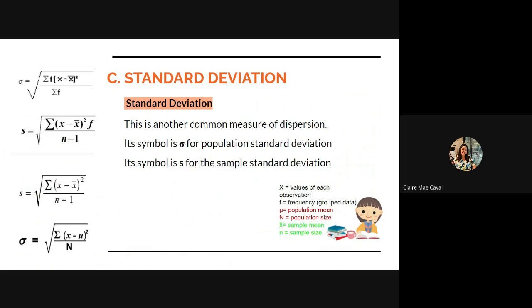So the standard deviation is very important for us to understand the nature of the data by knowing how close or far they are from the mean, or from the average. Okay, so standard deviation is another common measure of dispersion. Its symbol is this one, a small Greek alphabet sigma, which denotes population standard deviation, and small letter s, English alphabet S, for sample standard deviation. Okay?